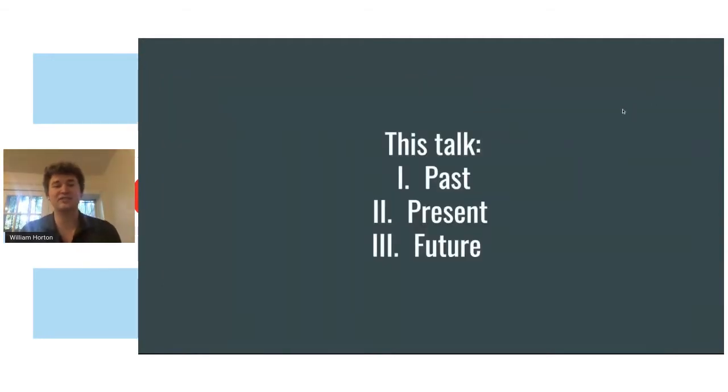And so I've structured this talk into three sections, basically past, present, and future. I'll spend most of the time talking about the past. So this is a brief history of Jupyter Notebook.